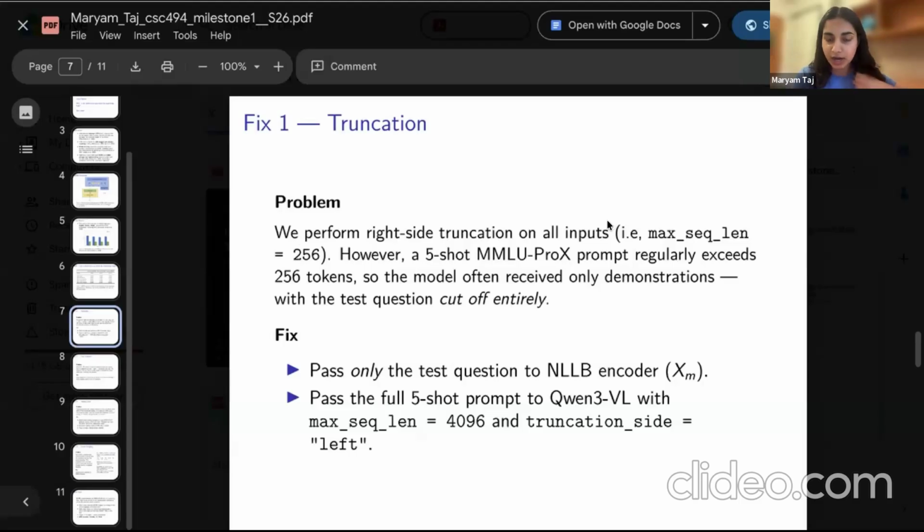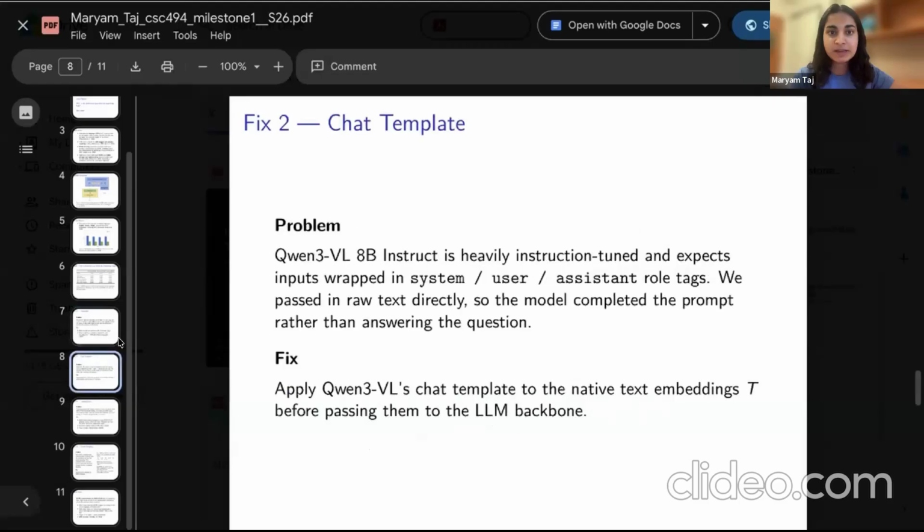And one thing we realized was that we weren't even passing in the entire prompt. Our tokens were being cut off. We were doing few shot prompting, so it would pass in the entire examples, but it would actually stop passing in the test prompt that we wanted to get the output on. So that was one fix that really helped.